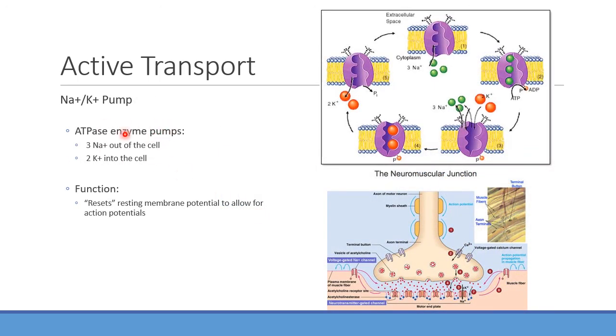Again, usually going to be pumping 3 sodium out, 2 potassium in, and resets that resting membrane potential to allow for additional action potentials to occur later on. Because when you activate a neuron, you want to be able to activate it again later, and that's important. You make sure you maintain that resting membrane potential, right? And again, it requires ATP. If you don't have ATP around, guess what? It's not going to happen, right? So you need to make sure you have ATP available. Otherwise, this pump doesn't work, and you can't attain that resting membrane potential.